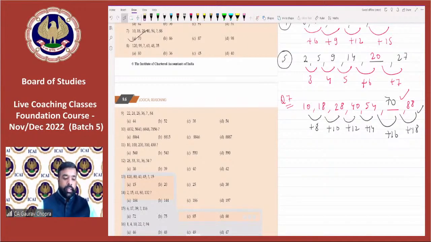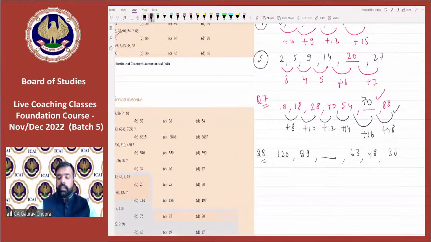Then the next one. Let's try the eighth one. Question number 8. 120, 99, dash, 63, 48, and then 35. So this time, what's the gap? Minus 21. The series is getting reduced this time. Minus 21. Then these two gaps we don't know.